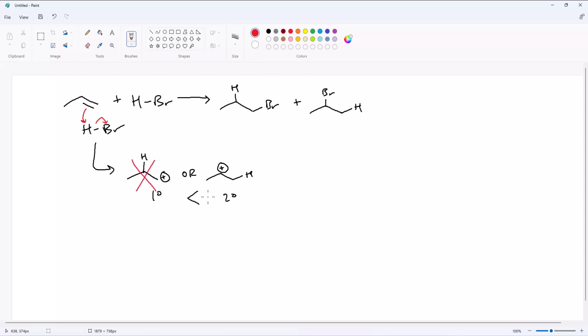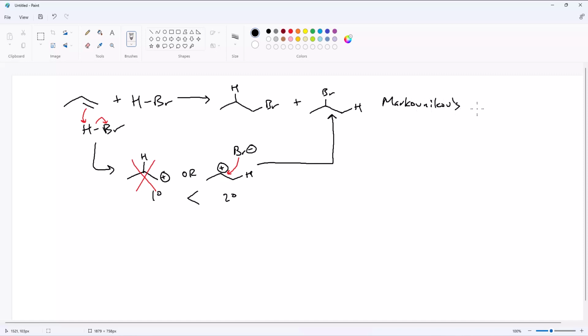Primary carbocations are very unstable, as we've seen in previous videos. So the secondary carbocation is what's going to form. And then that Br minus is going to come in and attack the carbocation, thereby neutralizing it. And we end up with the ultimate result of the Br being substituted at the secondary position. So this substitution pattern is called Markovnikov's rule.